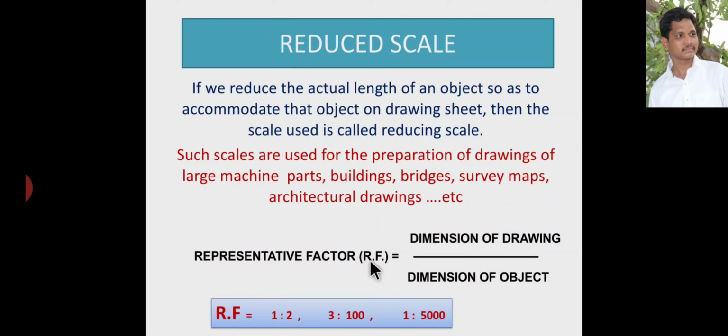That means here the size of original object is very large. The size of object on drawing sheet is small. So for example these are the examples of RF values: 1:2 or 3:100 or 1:5000. Here the size of drawing is very small as compared to size of original object.